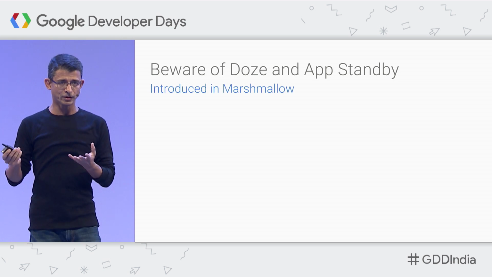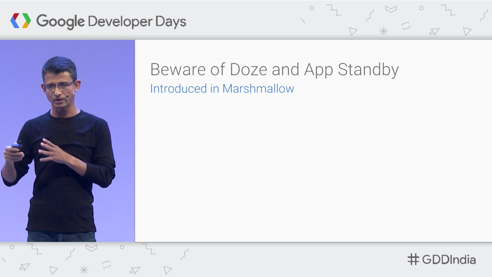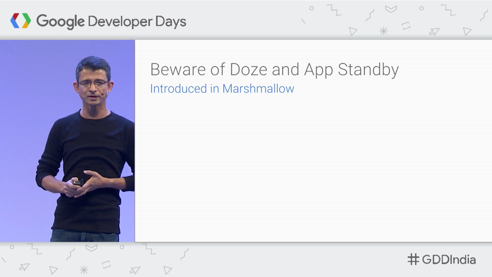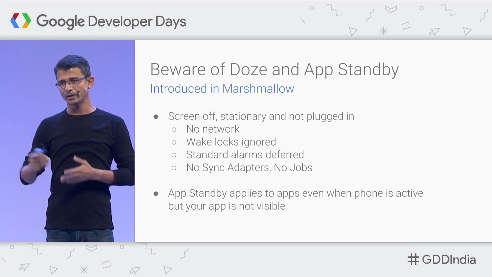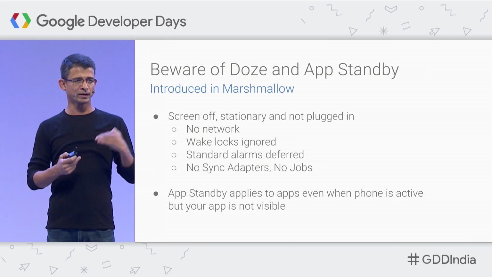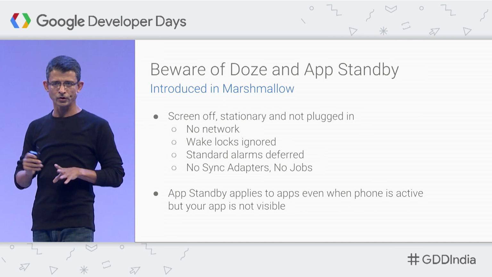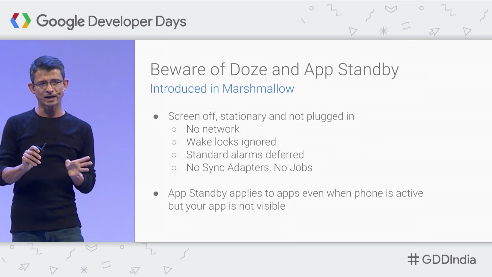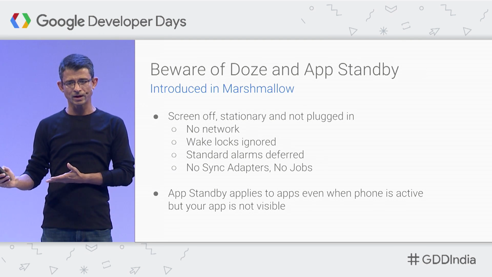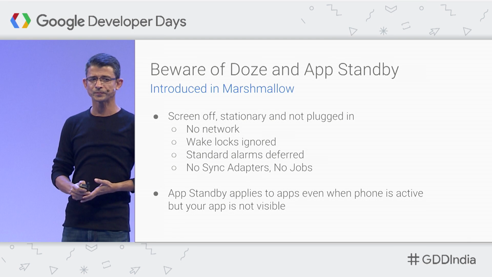This was a feature added in Marshmallow, and it's been progressively increasing in complexity. If the screen is off, the device is stationary and not plugged in, you will not get any network access, and wake locks are ignored, and so forth. I'm sure you're aware of it, so I'll not go into too much detail here, but be aware of that. Even though you want to run something in the background, chances are you may not be able to do what you want because of these restrictions.